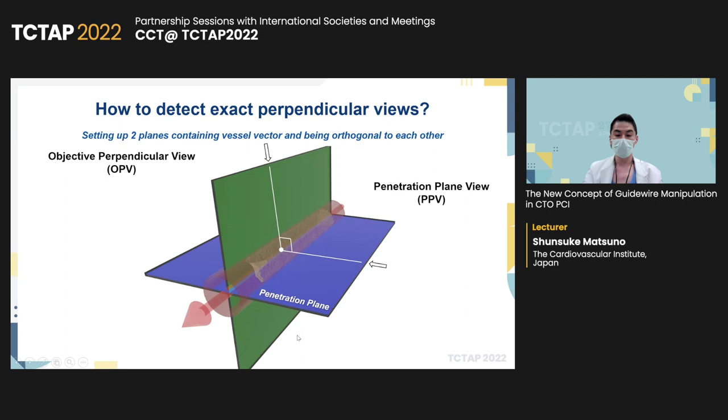After detection of the vessel vector of the target segment, a plane containing the vessel vector is first set up and named the penetration plane, a blue plane in this illustration. And then another plane, also containing the vessel vector and being orthogonal to the penetration plane, is set up, a green plane in this illustration. Here, the horizontal view of the penetration plane is defined as the penetration plane view, PPV. On the other hand, the horizontal view of the green plane is defined as the objective perpendicular view, OPV.